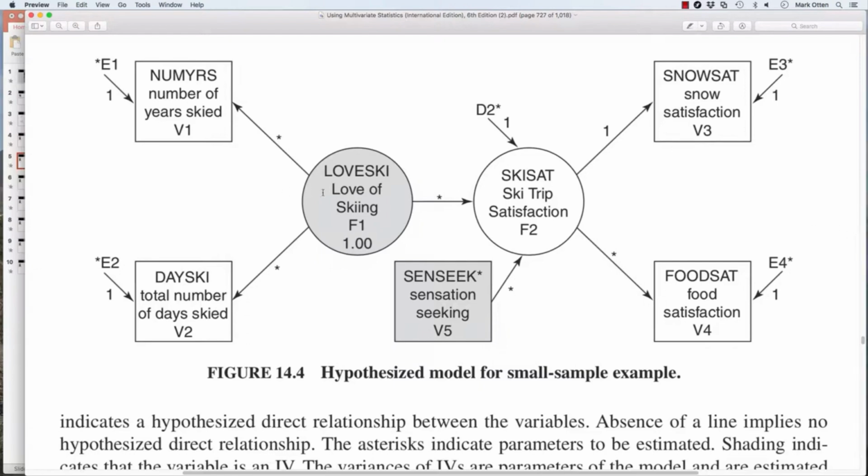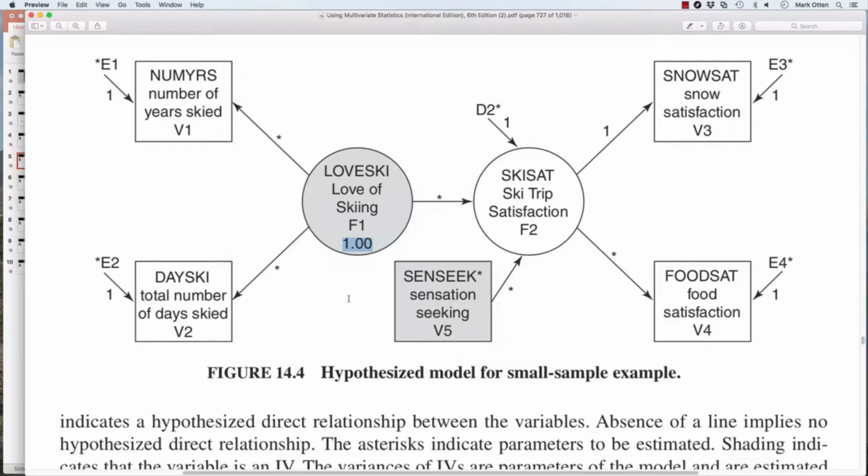On the left side here, we have love of skiing. The 1.00 in the diagram represents the fact that the variance of that was set to 1. It's like creating a standardized variable, essentially. The standard deviation of love of skiing is 1, and it's going to fall on a normal curve scale and not be dependent on the units of the two components, number of years skied and total number of days skied. So we're standardizing that variable up front. It doesn't really matter too much, typically, in my experience, doing one or the other here.